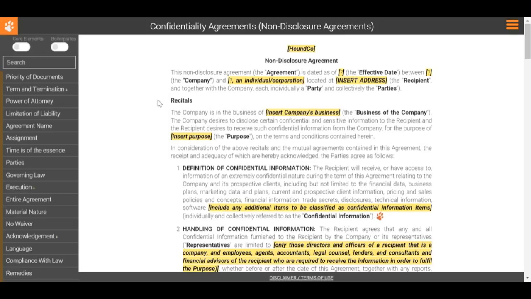I will now guide you through the framework of the NDA. The framework is comprised of 17 core elements. The first of which I want to discuss is recitals.